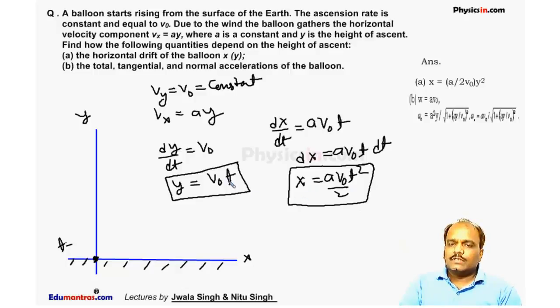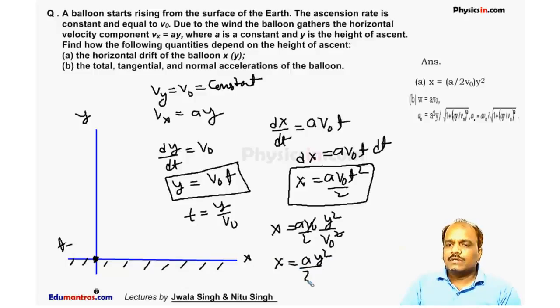Now if I substitute the value of time in this expression, that is t equal to y by v0, I get x equal to a v0 by 2 into t square, that means y square by v0 square. So this v0 will cancel out, we get x equal to a y square by 2 v0. This is the value of x as a function of y. This is the first answer. Now if we see this particle, this balloon is moving in a parabolic path, and the locus is like this.